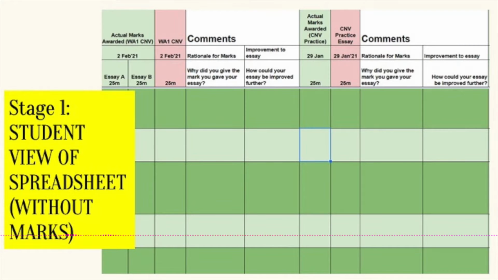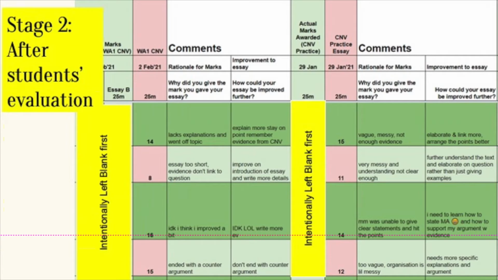This is what the students will see. If you can see the actual marks, the WA1, what I'll do is I'll hide the column with the actual marks. What they'll see is the pink column, the WA1 CNV, the rationale for the marks. Why do you give the mark you gave your essay? How could your essay be further improved? These are the things they will fill in. This is what they'll be presented with, and then this is what they will write.